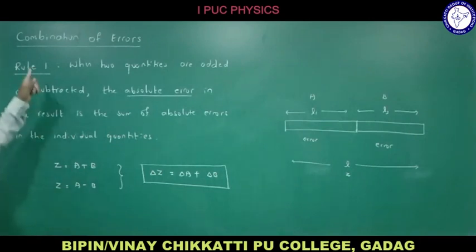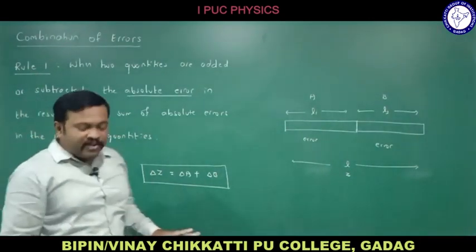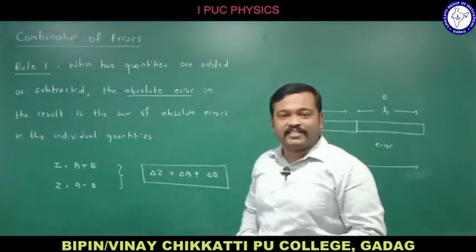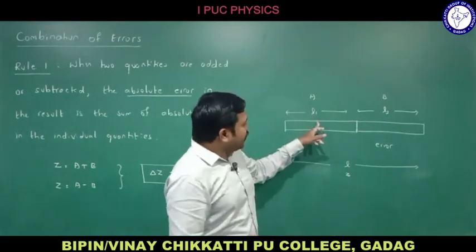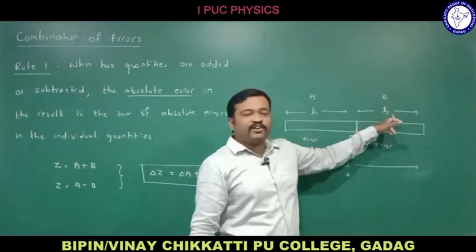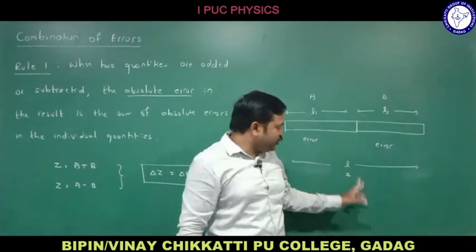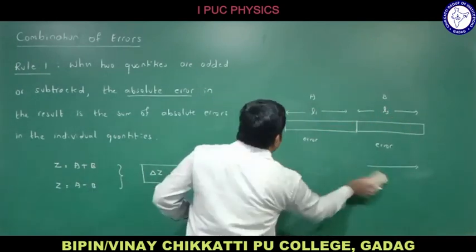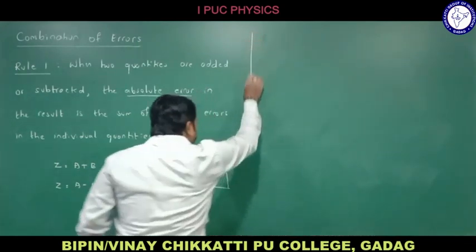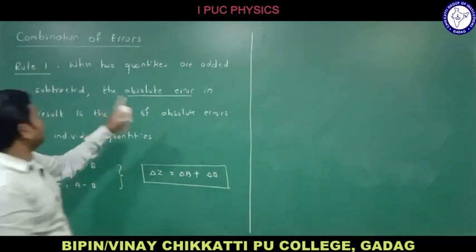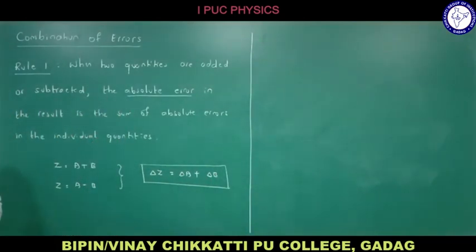So do remember, rule number 1 speaks about addition and subtraction of the physical quantities. So we need to take which errors? We need to take absolute errors. If you get the absolute error of L1 and the absolute error of L2, we need to add them to get the absolute error in L. Do you understand? This is rule number 1. Rule number 1 tells about what we need to do when there is addition or subtraction of two physical quantities. Okay, let me go with rule number 2 now.